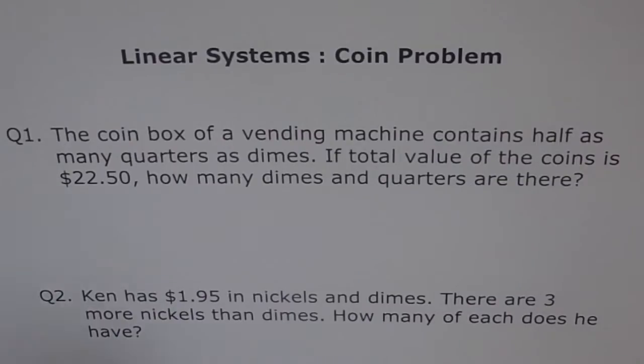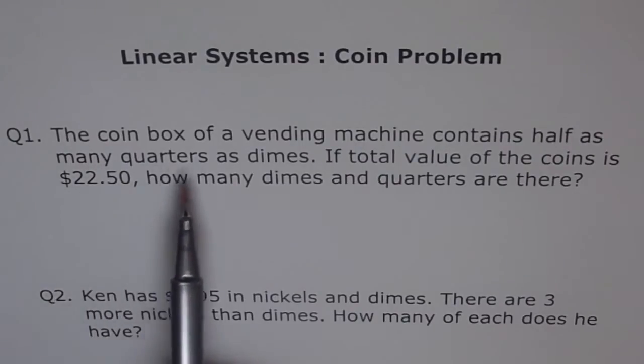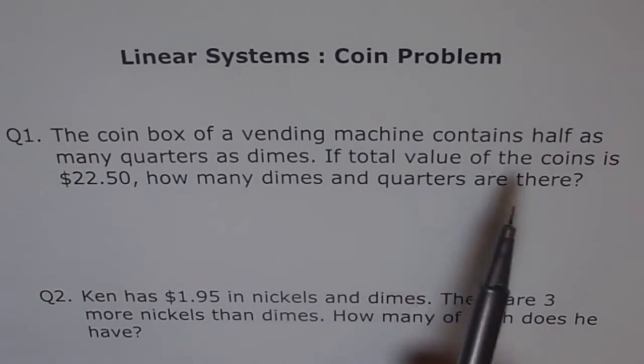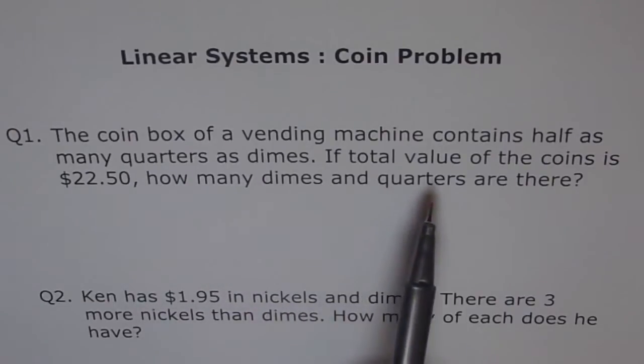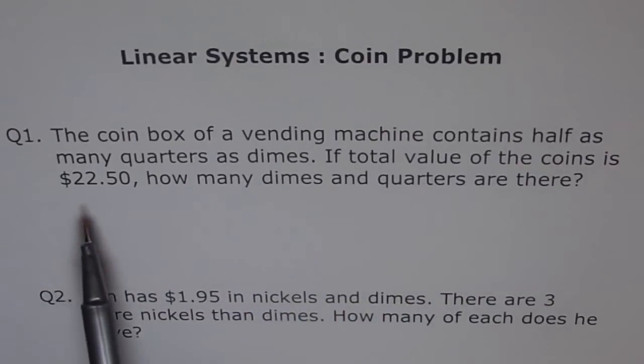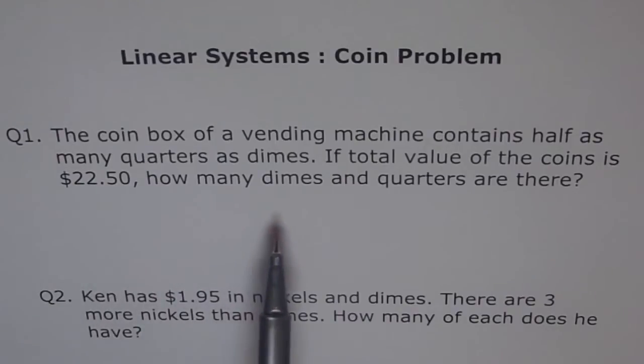Question number 1 says, the coin box of a vending machine contains half as many quarters as dimes. If total value of the coins is $22.50, how many dimes and quarters are there? Okay, you can make a note of these questions, and I'll read out the second question also for you.